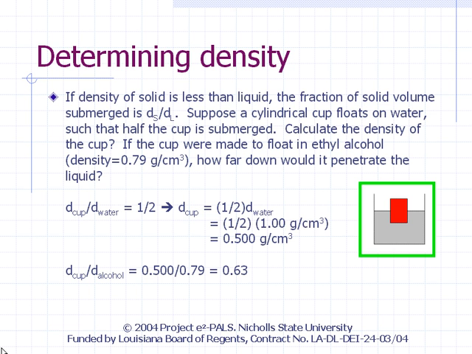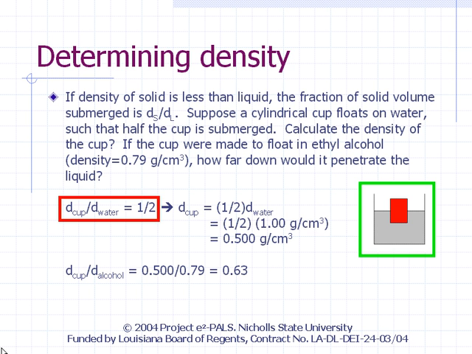Since half the cup is submerged, the ratio of densities is 1/2. The density of the cup over the density of water equals 1/2. Since the density of water is 1 gram per cubic centimeter, the density of the cup is 0.5 grams per cubic centimeter. If the cup were placed in ethyl alcohol, it will also float.